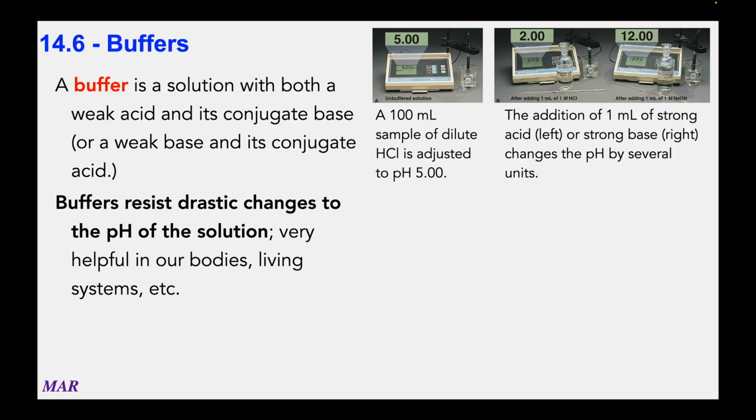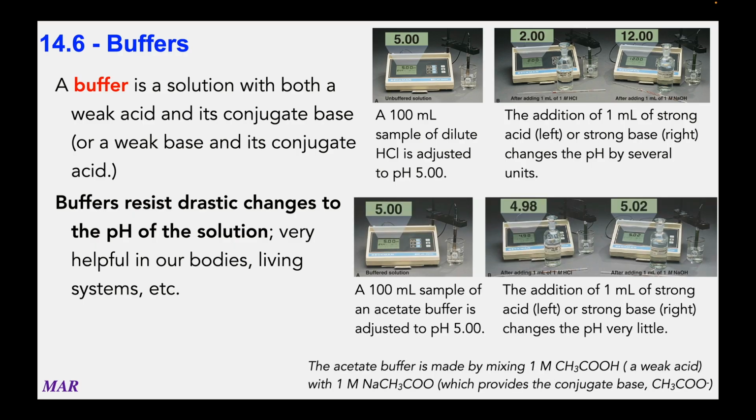So up there in the picture, we have a 100 milliliter sample of dilute HCl, and we adjusted it to a pH of 5. A pH of 5 isn't super acidic, but it's hardly basic either. On the right, we added a milliliter of either strong acid or strong base. And look what happens. The pH just went crazy. You add a milliliter of the strong acid, the pH went down to 2. You add a milliliter of the strong base, and the pH went up to 12.0. So this is an example of a non-buffered solution, and just a milliliter will make the pH change wildly.